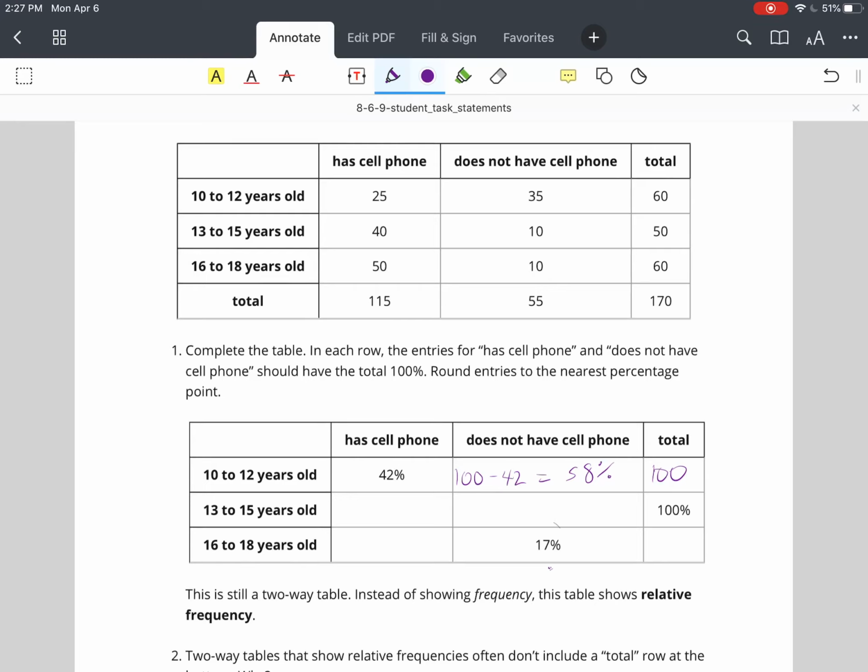So if this is 17%, what would this one be? Well, what's 100 minus 17? 83%.